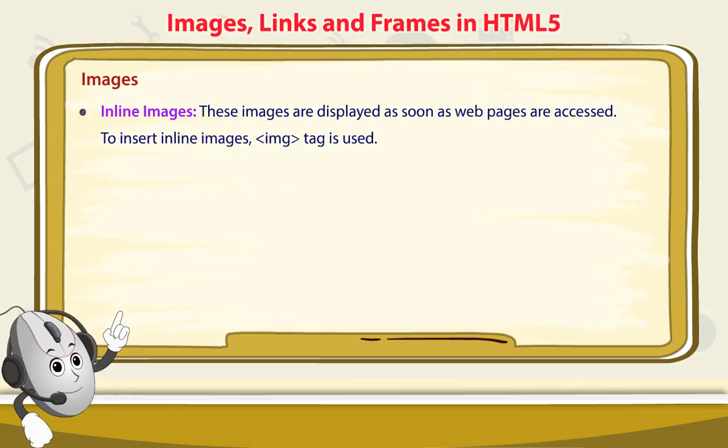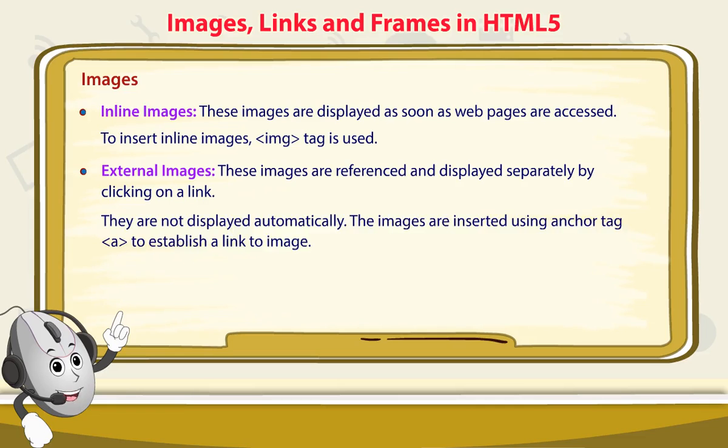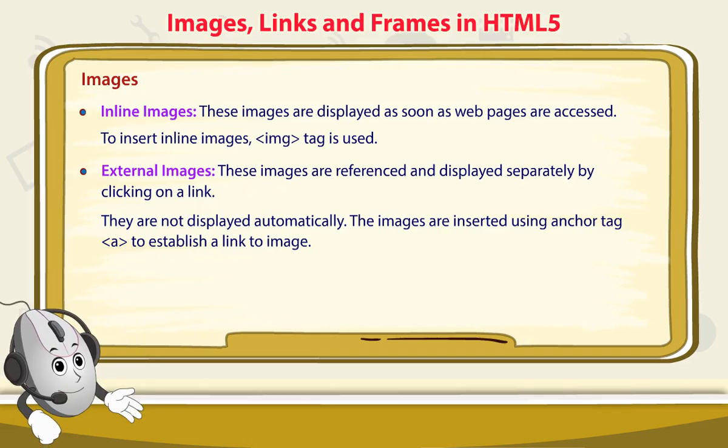Inline images. These images are displayed as soon as web pages are accessed. To insert inline images, the IMG tag is used. External images. These images are referenced and displayed separately by clicking on a link. They are not displayed automatically. The images are inserted using the anchor tag A to establish a link to the image.